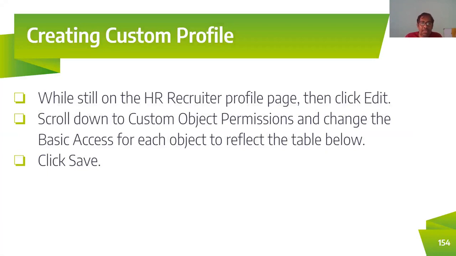Now, creating a custom profile, scroll down to the custom object permission and change the basic access for each object to reflect the table below. Click save. Now while still on the HR recruiter page, click edit. Scroll down to the custom object permission and change the basic access for each object to reflect the table below, and then you have to click on save.